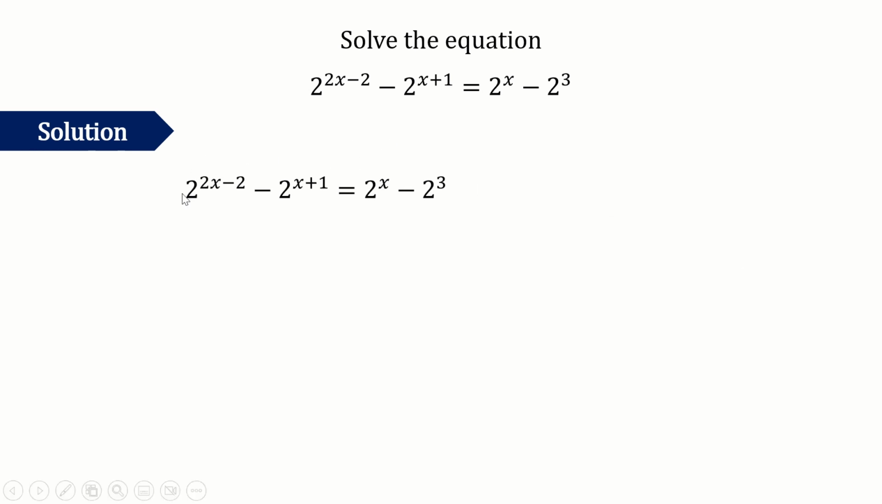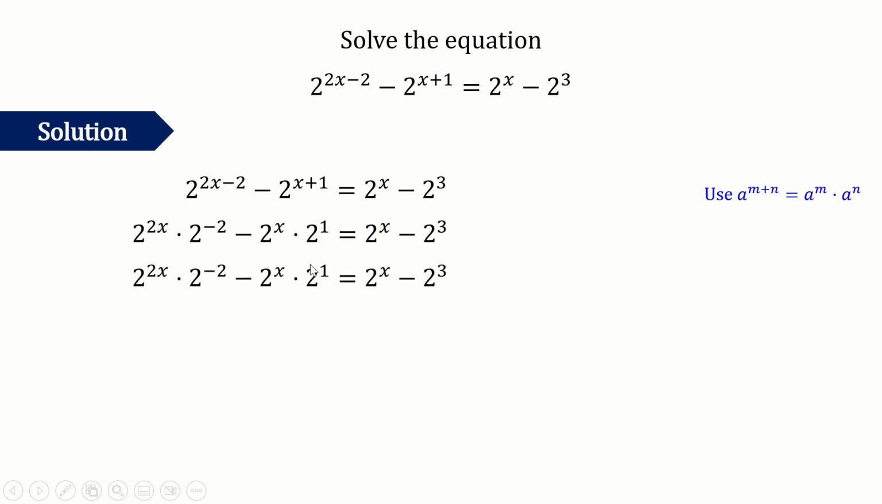of indices where we can separate this index using this formula. If you have a to the power of m plus n, we can separate it to be the product of a to the power of m multiplied by a to the power of n, which is the same base a, and then we multiply with the power. Alright, so first, 2 to the power of 2x minus 2, we can separate that to 2 to the power of 2x times 2 to the power of negative 2. And also the same for 2 to the power of x plus 1, we can separate this to 2 to the power of x times 2 to the power of 1.